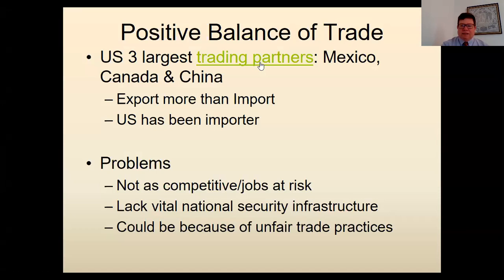Now, in looking at this, you'll notice that there are some deficits here. So these are our exports to Mexico, Canada, and China, and these are our imports. And China is our biggest trade deficit partner. So we imported $452 billion worth of products from China and only exported $106 billion to China.